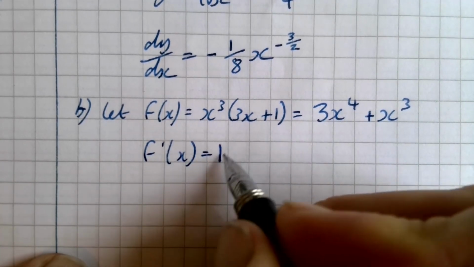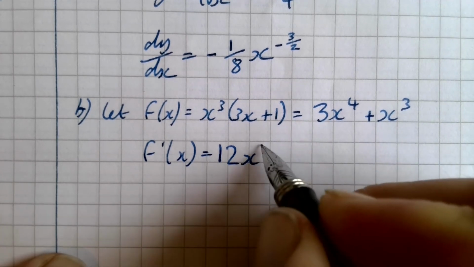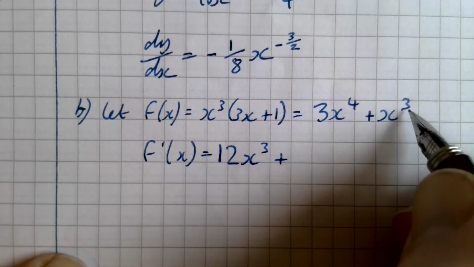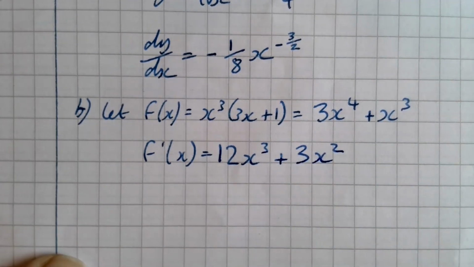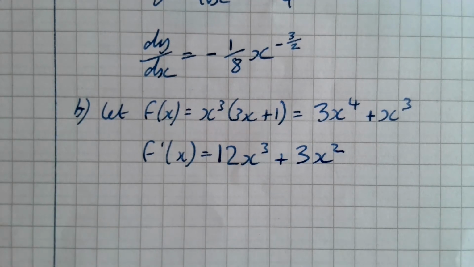4 times 3 gives me 12, the power drops to 3. x cubed will be 3x, power drops to 2, so 3x squared. And that's that one done. Now, you may want to factorise your answer at the end, but you don't need to.